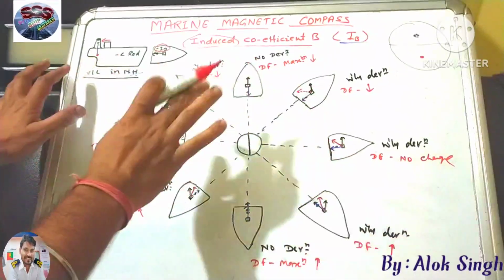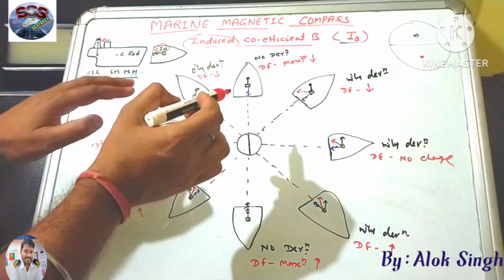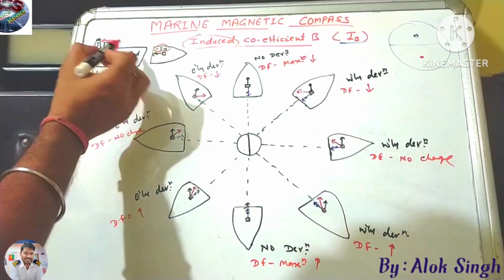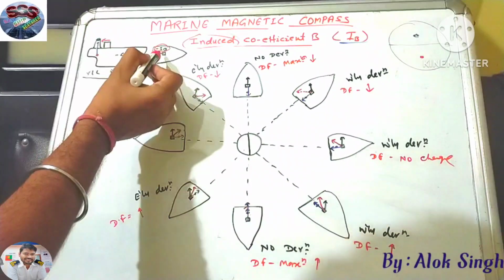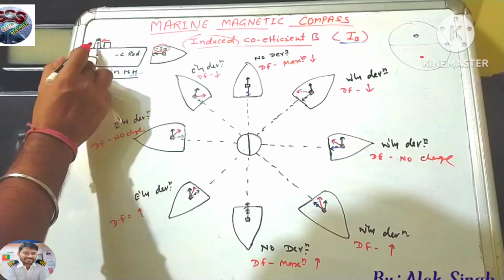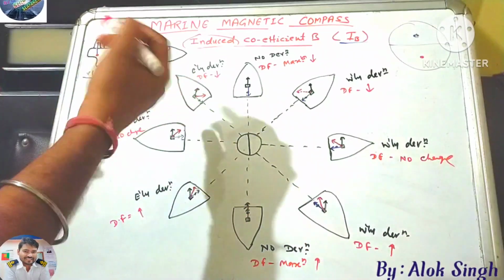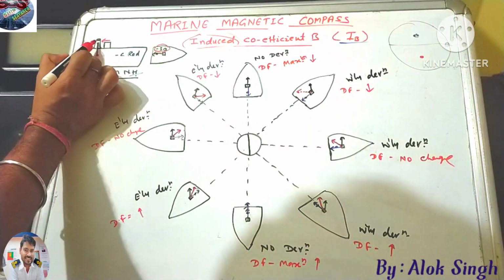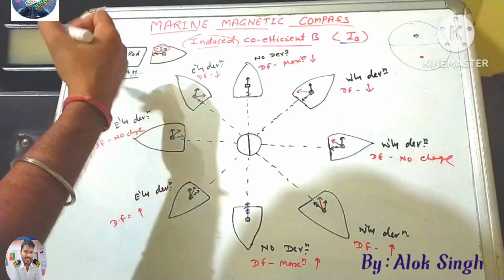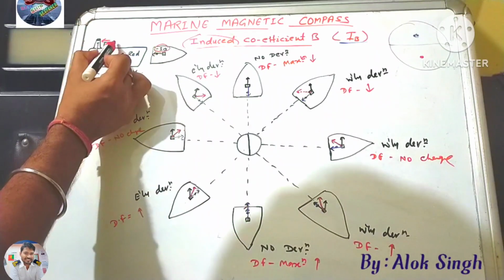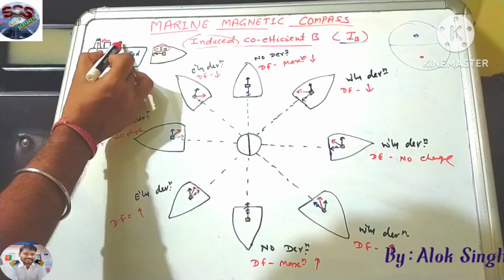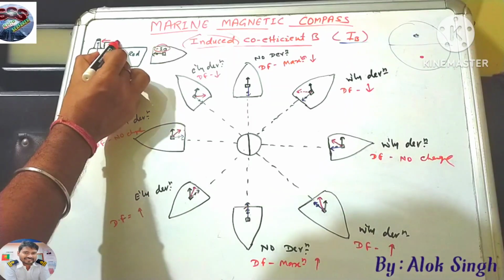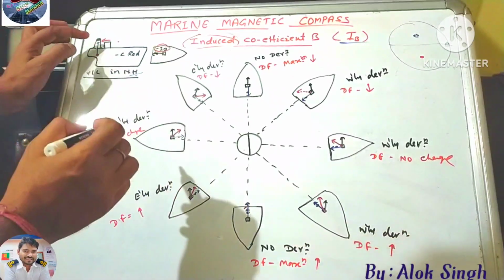So this diagram is for a vessel in the northern hemisphere, in which the blue pole is forming just before the compass. Suppose it is not practicable on our vessel, but just for example, if this funnel was forward of our compass, then again this blue pole would have formed here.